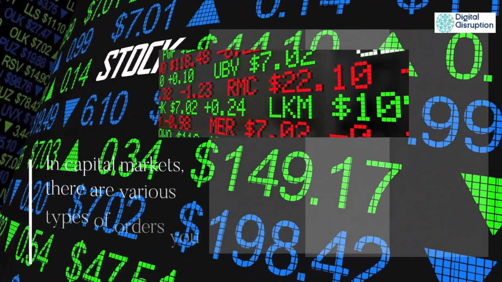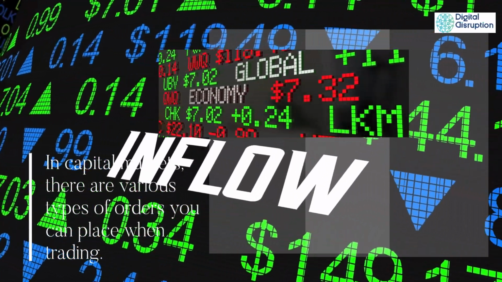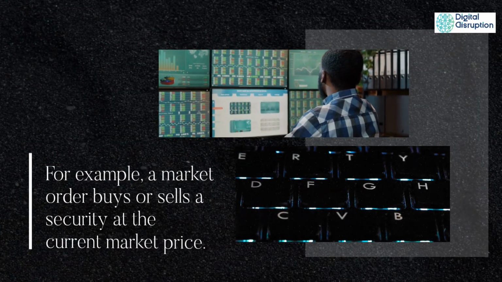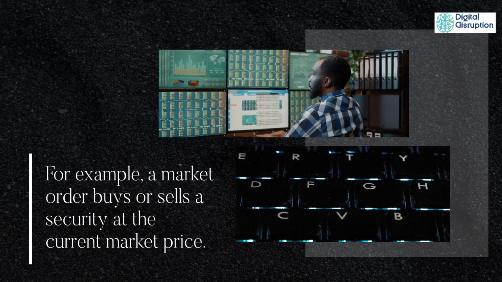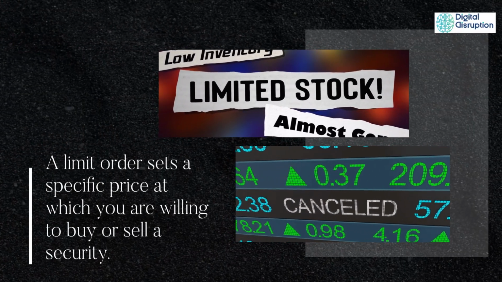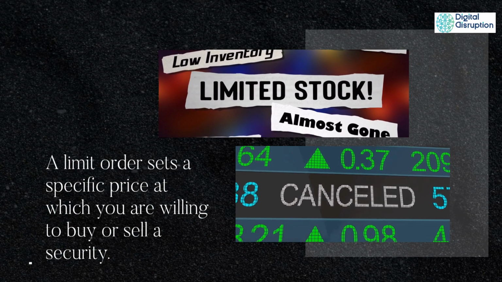In capital markets, there are various types of orders you can place when trading. For example, a market order buys or sells a security at the current market price. A limit order sets a specific price at which you are willing to buy or sell a security.